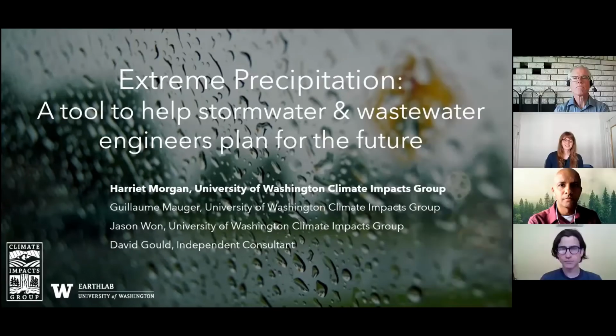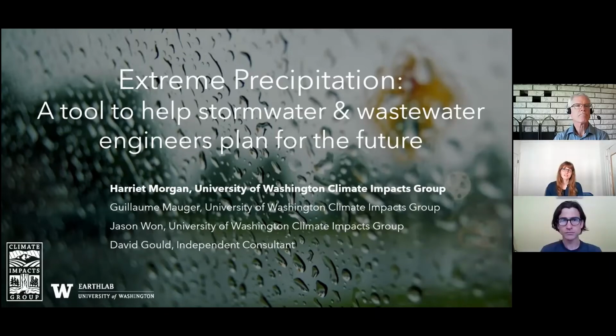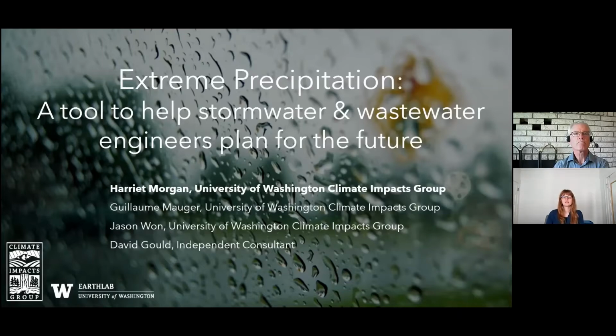Okay, so like Guillaume said, my name is Harriet Morgan. I'm a researcher at the UW Climate Impacts Group. And today I'm going to be talking about how climate change is projected to influence heavy precipitation events. Specifically, we're going to be highlighting an online tool that we developed to help stormwater and wastewater engineers access and interact with these projected changes.